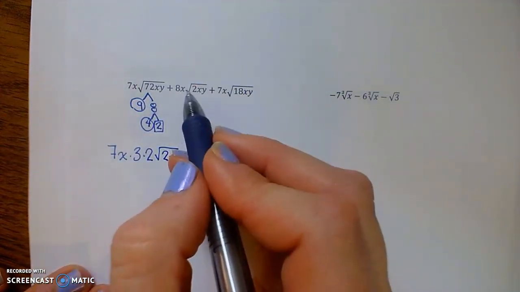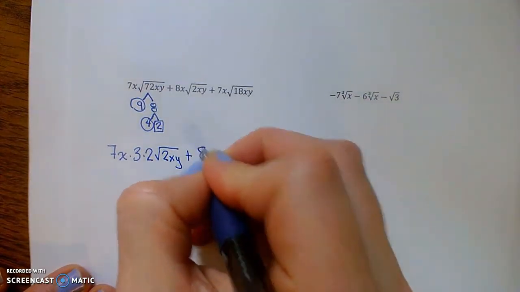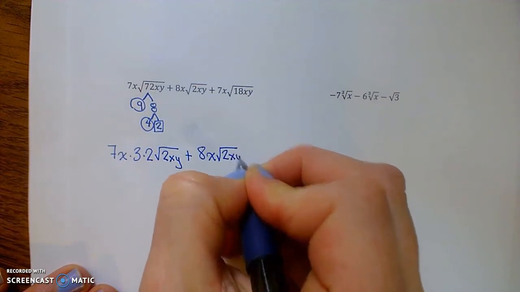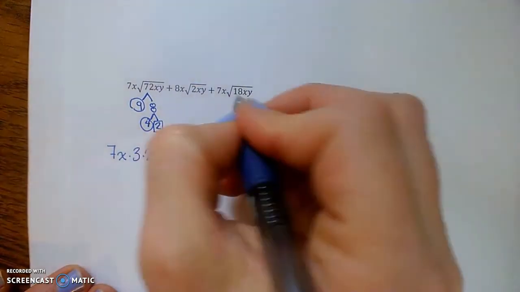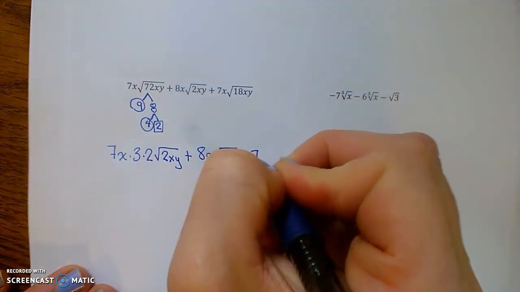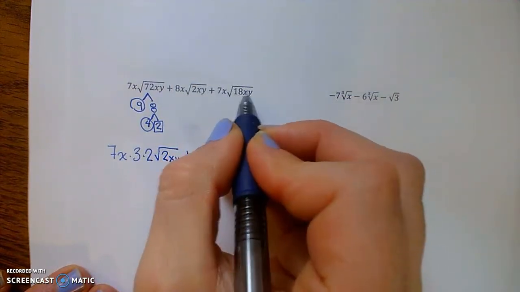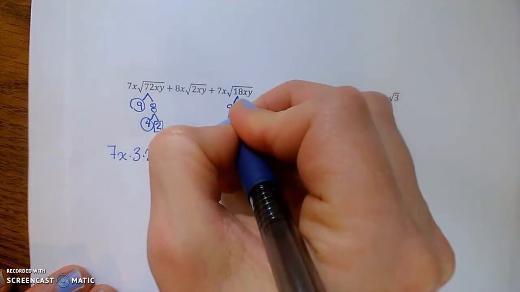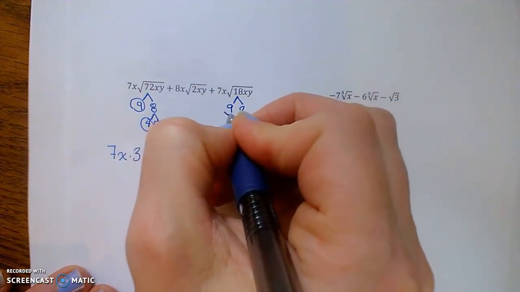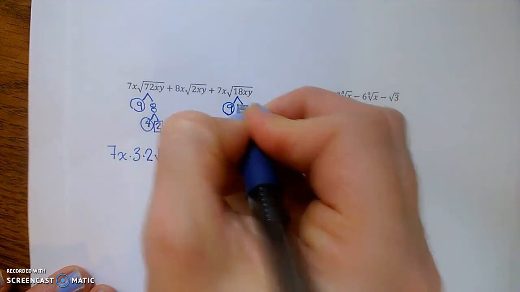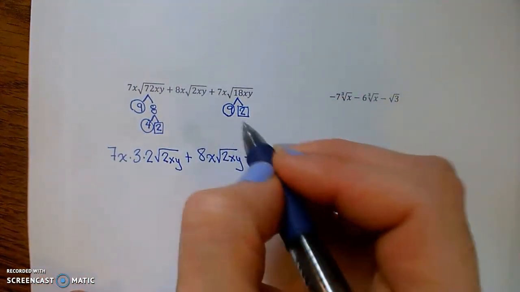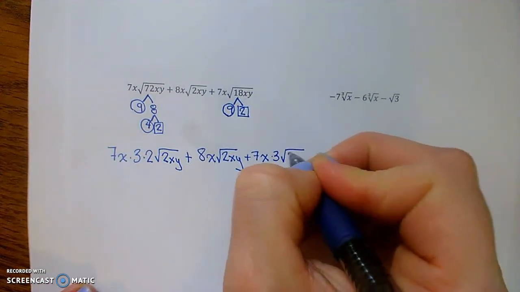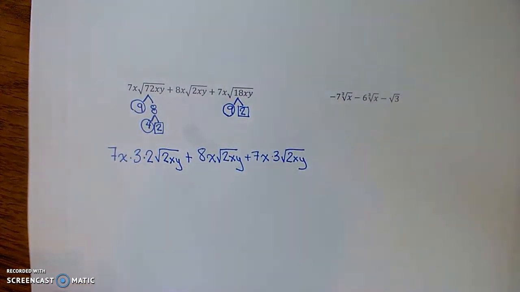All right, let's move to the next term. You've got 8x, and then square root of 2xy, because I can't simplify that any further, plus 7x, and let's see if I can simplify the square root of 18. 18 I know is 9 times 2. 9's a perfect square number, and then 2 will get left underneath. Let's see, the square root of 9 is 3, and then what I have left is 2xy underneath.